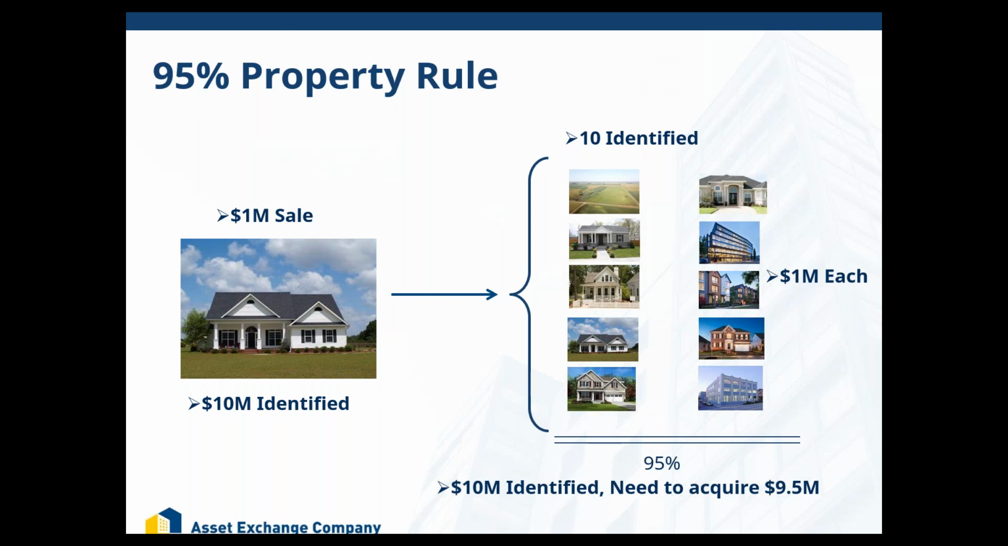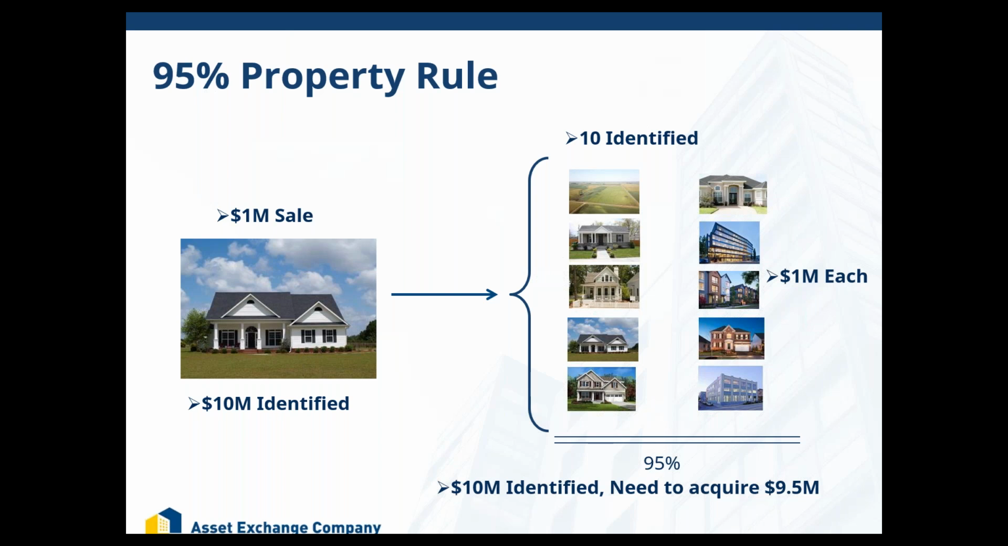So let's just say, in our example, we're only able to purchase 9 out of the 10 properties that we identified. Well, that's only going to be 90% or $9 million. That is not 95%, right? If we're only able to purchase 9 out of the 10 properties, guess what's going to happen? We're going to blow our entire exchange, and we're going to have to pay all of the taxes, all right? So in practice, the 95% rule, the way it works is really 100% of whatever you identify, you're going to have to buy.